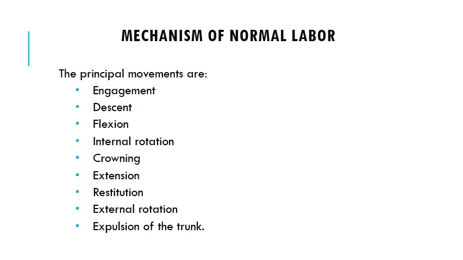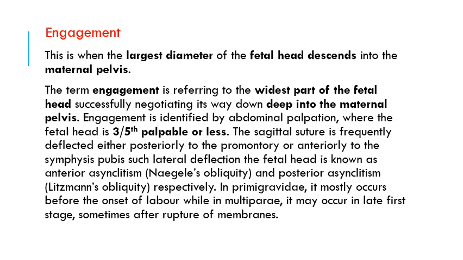Now, what are the principal movements involved in the mechanism of normal labor? These are engagement, descent, flexion, internal rotation, crowning, extension, restitution, external rotation, and expulsion of the trunk. Let us discuss each of them separately, one by one.